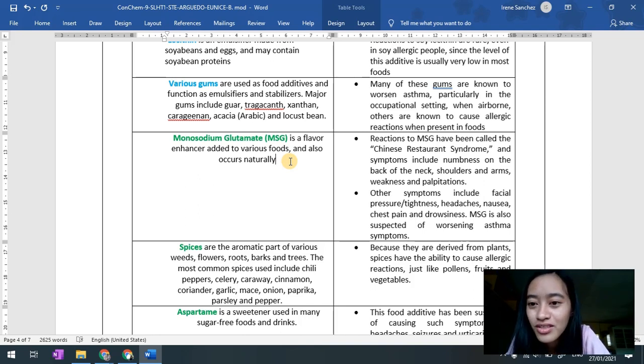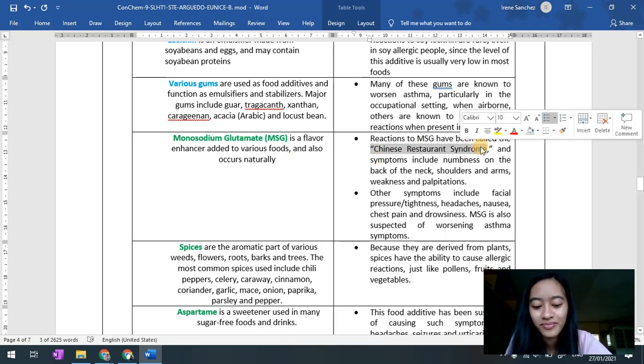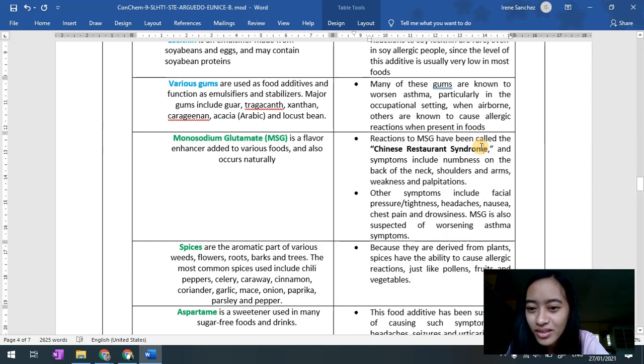So reactions to MSG have been called the Chinese restaurant syndrome, and sometimes include numbness on the back of the neck, shoulders and arms, weakness and palpitations. Maybe that's because Chinese restaurants use too much MSG. And many people have experienced this allergy whenever they come to a Chinese restaurant. Other symptoms include facial pressure, tightness, headaches, nausea, chest pain, and drowsiness.